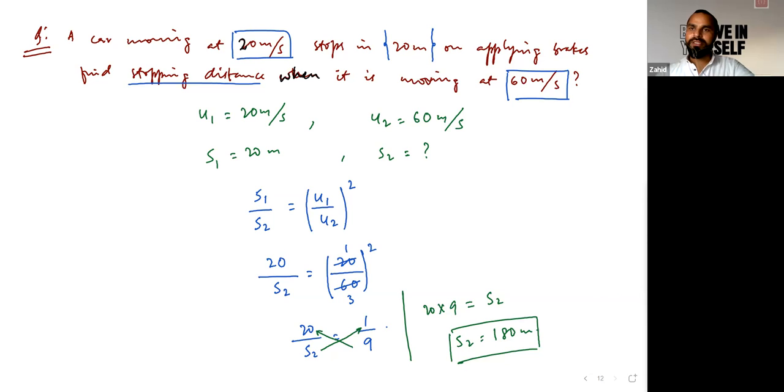We have just finished this whole topic of motion in a straight line, or simply uniformly accelerated motion, for the horizontal path. Just stop here. We will continue with motion under gravity, or free fall, in our next class. Okay?